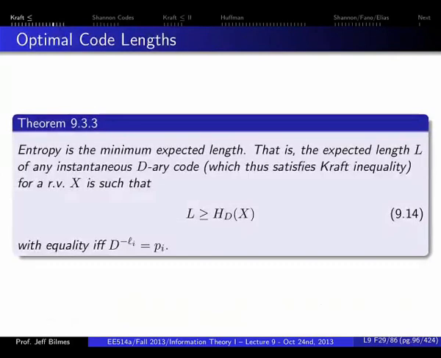We will go over that in great detail. So for right now, what we've got is that entropy is the minimum expected length. That is, the expected length of any instant code which satisfies the Kraft inequality for random variable X is such that the length is no less than the entropy. And actually we have equality, if it's possible, if the probabilities are such that D to the negative L is equal to the probability. So we can get exactly equal to the entropy if there's a constraint on the length.